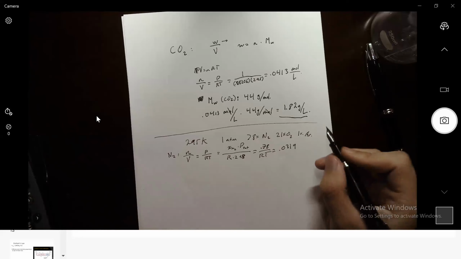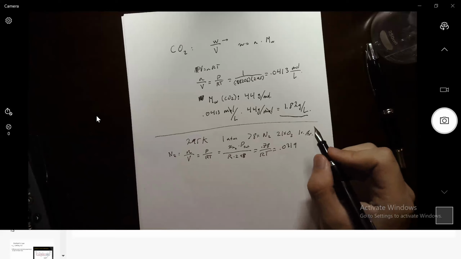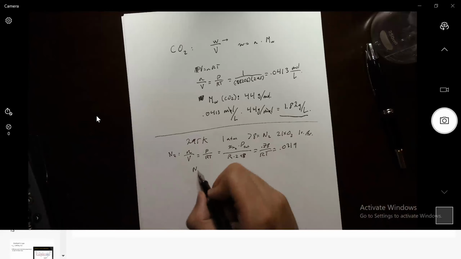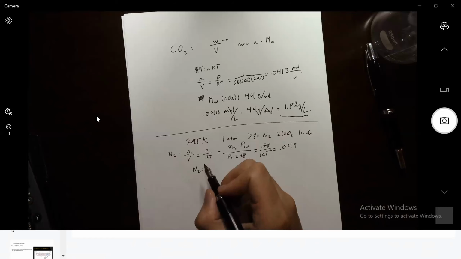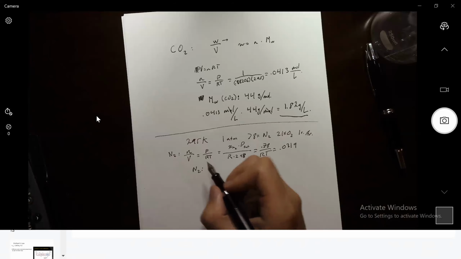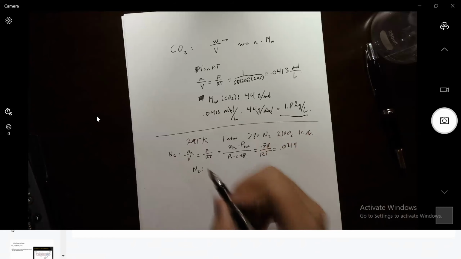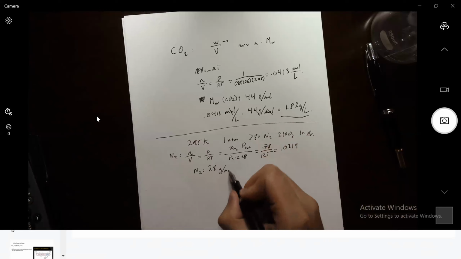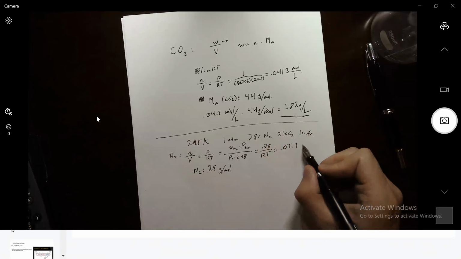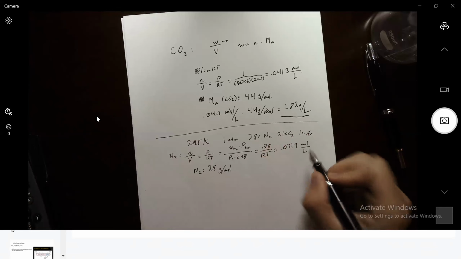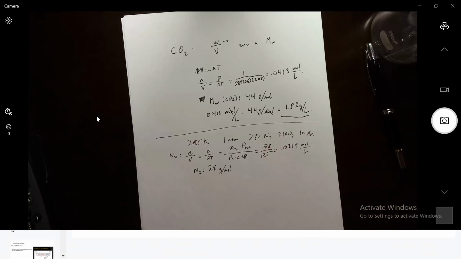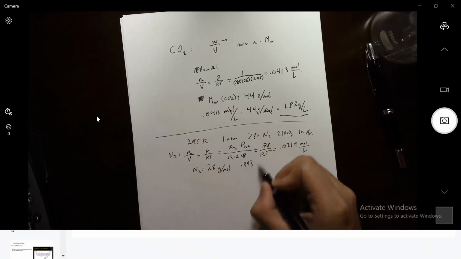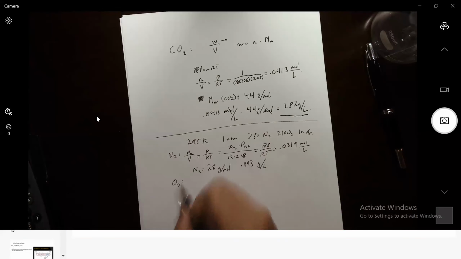Now, can someone tell me what the molecular weight of N2 is? Looking at a periodic table, yep, 28, okay? So multiplying these two together, we get 0.893 grams per liter. So now we can just repeat the same for all of this, okay?